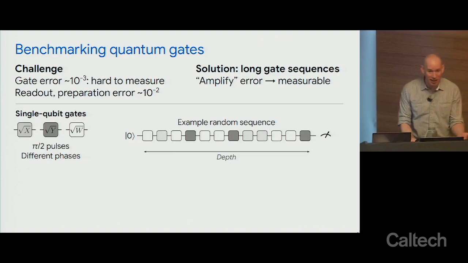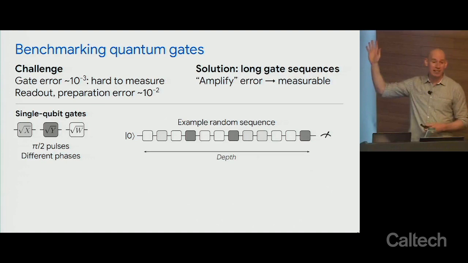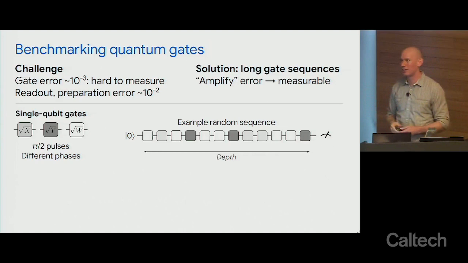And the solution to this problem is to amplify the error by having a long sequence of gates so that each gate is contributing a little bit of error, and it all adds up in a way that we can actually measure it. And there's a wide variety of techniques in this kind of benchmarking using long sequences of gates. And I'm just going to touch on the methods that we're using in our paper, but know that there's a lot of research going on worldwide on this very subject.